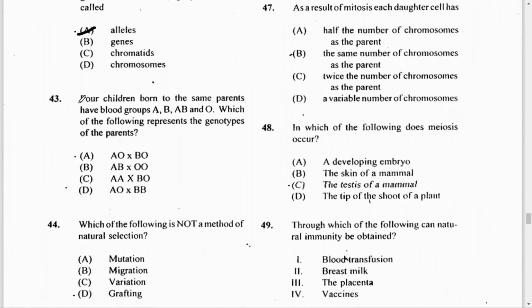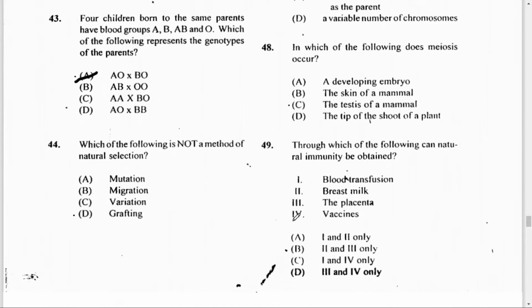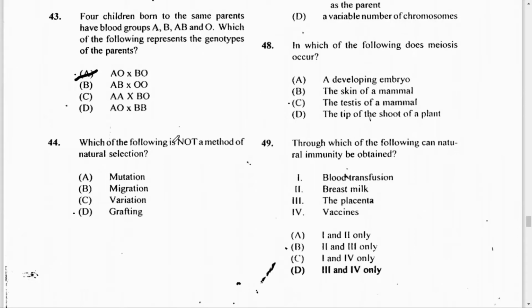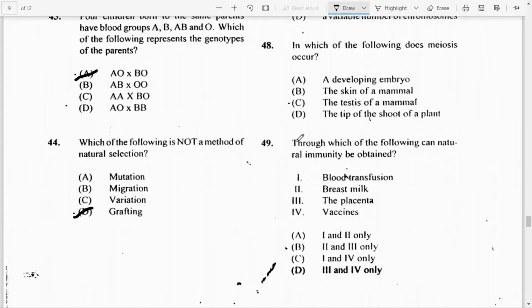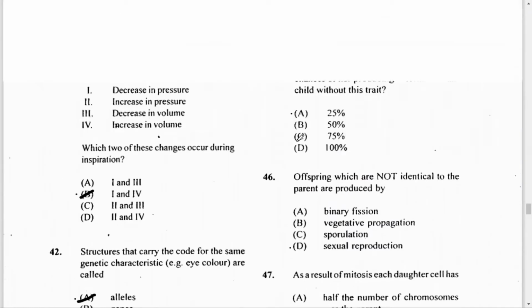Let's look at question 43. Four children born to the same parents have blood groups A, B, AB, and O. Which of the following represents the genotypes of the parents? The answer will have to be A, because the fact that you have an offspring with an O phenotype means both parents must have the O allele to contribute. So the answer is A. Number 44. Which of the following is not a method of natural selection? The answer here is grafting.